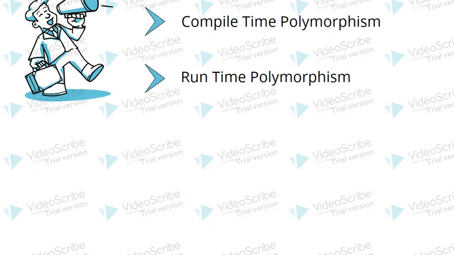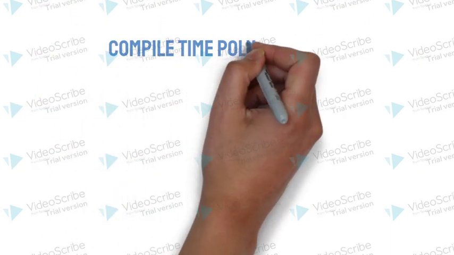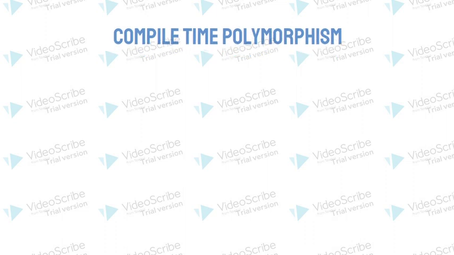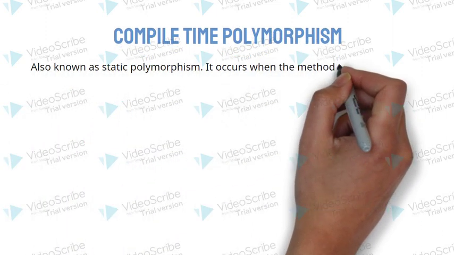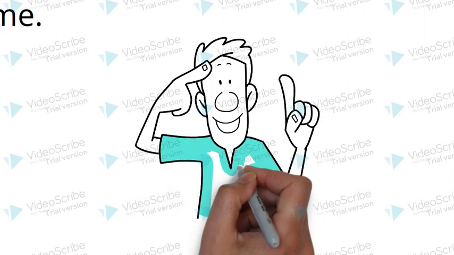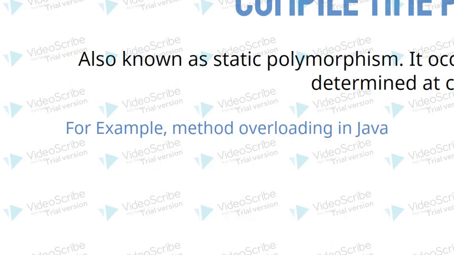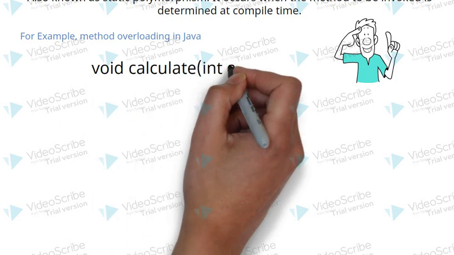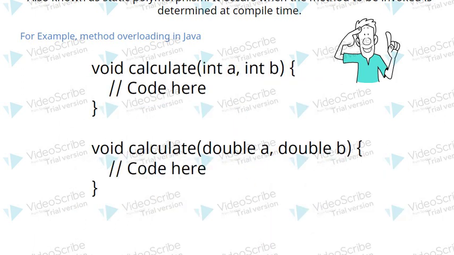Let's see what is compile-time polymorphism, also known as static polymorphism. It occurs when the method to be invoked is determined at compile time. Let's see it in terms of code. In this example, the appropriate method is chosen during compilation based on the method signature.